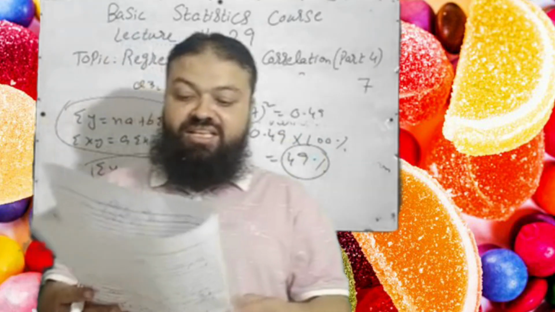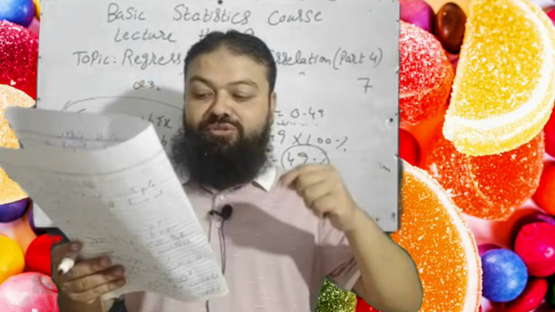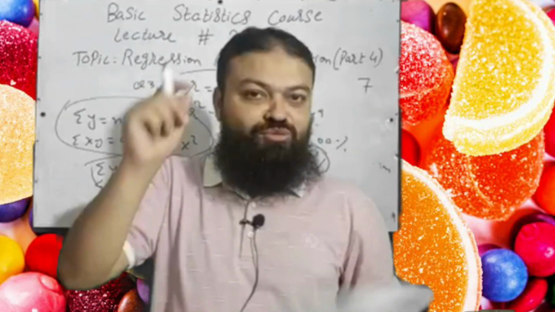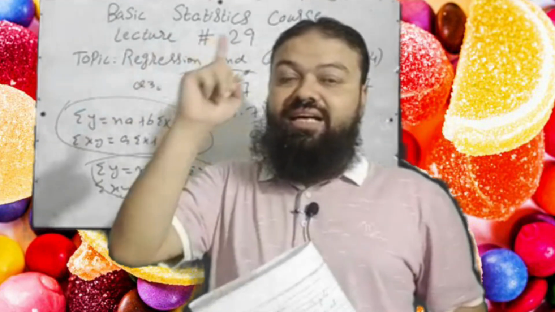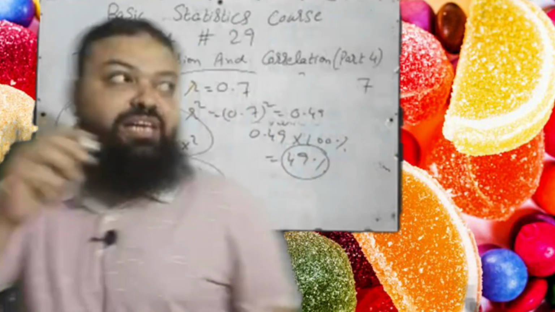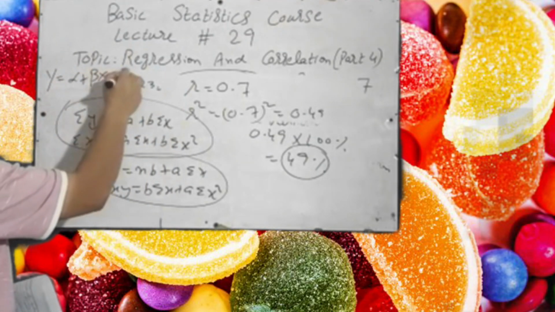Question number 6. The number of normal equations for fitting a polynomial of degree 3. Dear students, a very important concept. When we have a straight line, a linear regression line, for example, we have y is equal to alpha plus beta x plus error term.